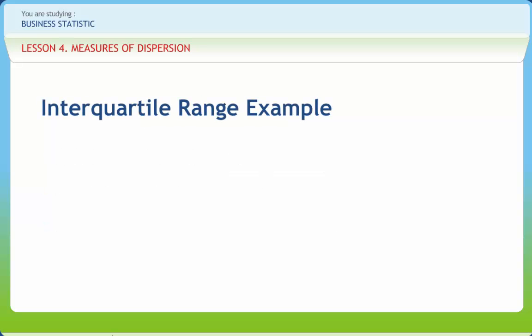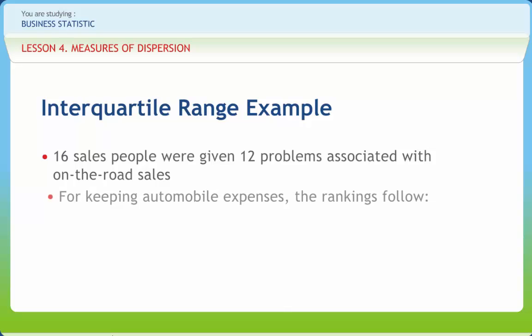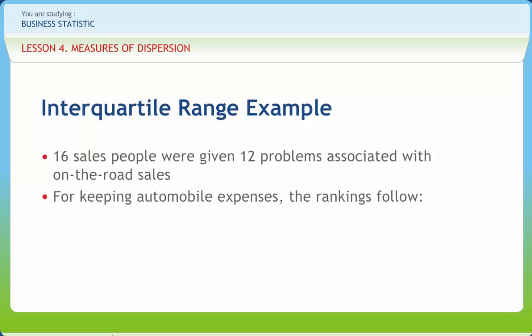For example, 16 salespeople were given 12 problems associated with on-the-road sales. For keeping automobile expenses, the rankings follow: 1, 1, 1, 2, 3, 4, 5, 6, 7, 8, 8, 9, 10, 11, 11, 12. For calculation of the interquartile range, first divide the set into quarters. Blue is the first quarter, red is the second quarter, yellow is third and black is fourth.